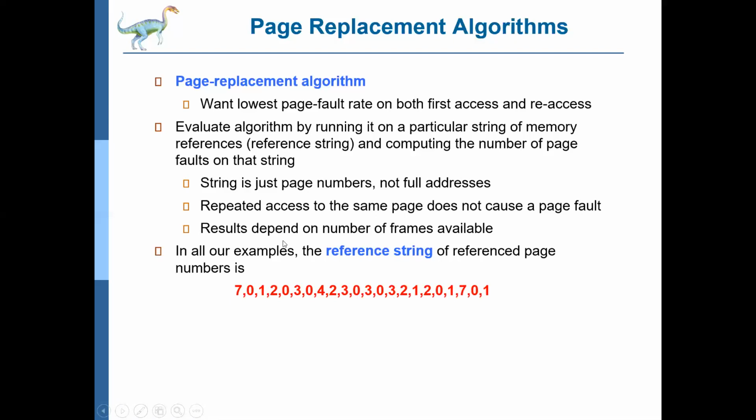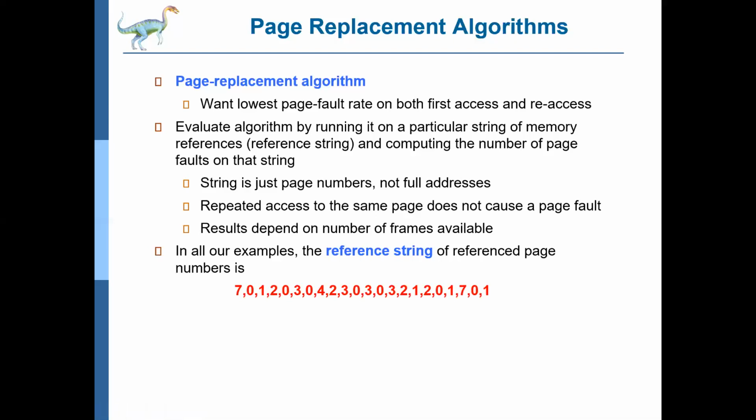Repeated access to the same page doesn't cause a page fault. So what is a page fault? If the requested page is not found in the memory, then a page fault is said to occur. So if I have 0 and again 0 is requested, then a page fault will not occur. If it is there in the memory, it is not a page fault. The results depend on the number of frames available, that is, how many frames we have in the memory.